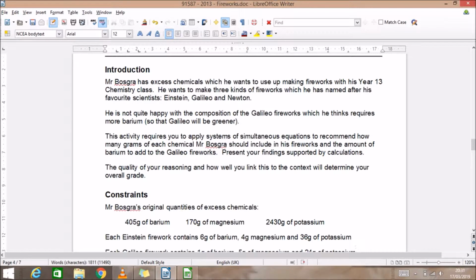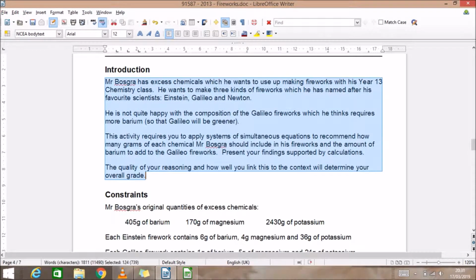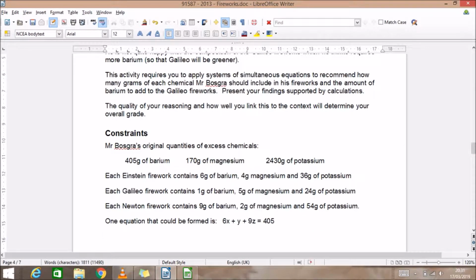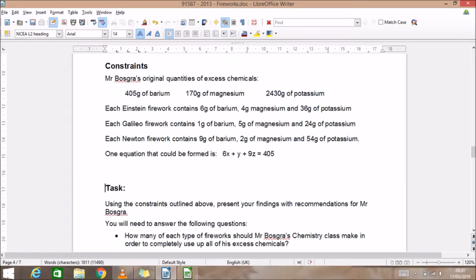We're going to look at a wordy practice on Mr Bosgras' fireworks. Now, before we read any of this, and you really should read all of it, we're going to look at how we can set up our equations. So we've got all this information. We've got an example of an equation down here. We're not going to use that next.